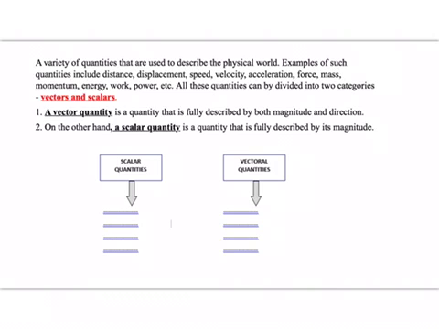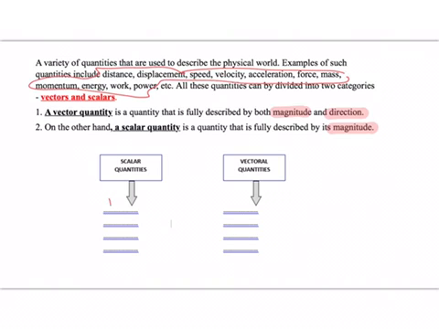A vector quantity is a quantity that's fully described by both magnitude and direction. On the other hand, a scalar quantity is a physical quantity that's fully described by just its magnitude. Now, let's divide these quantities into vector and scalar quantities.